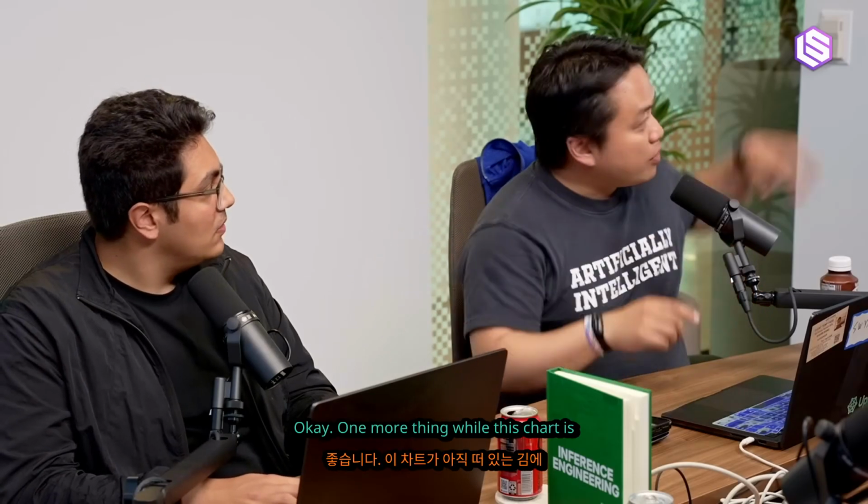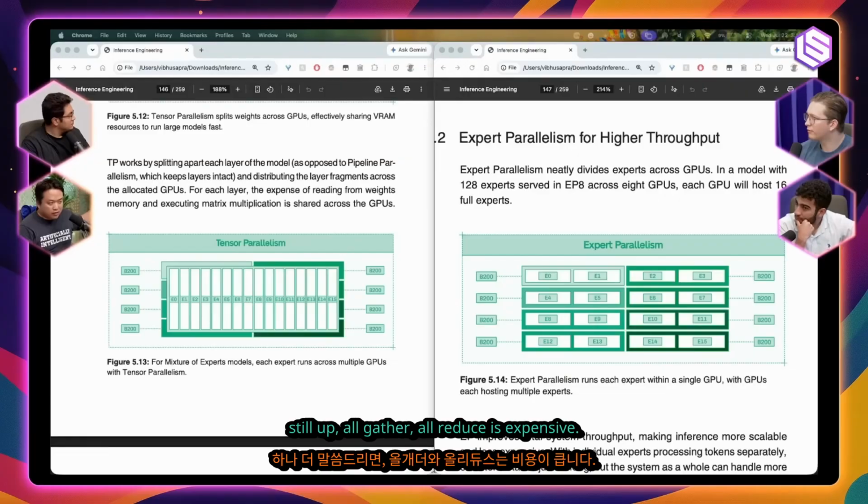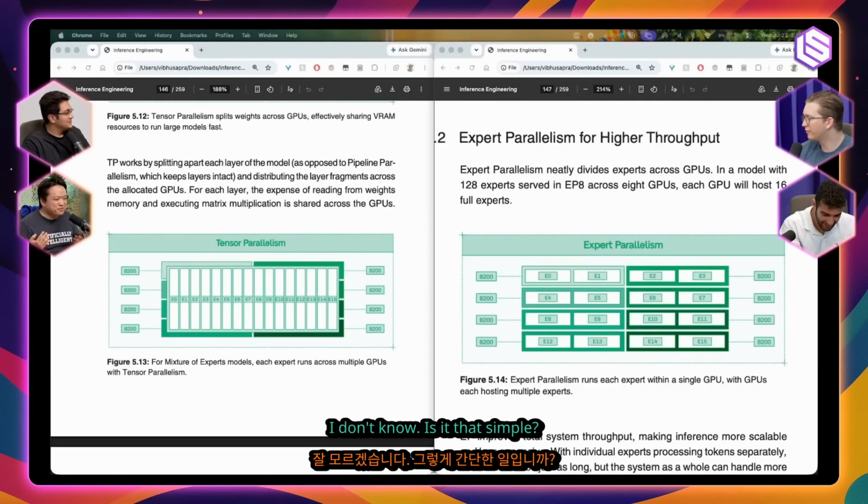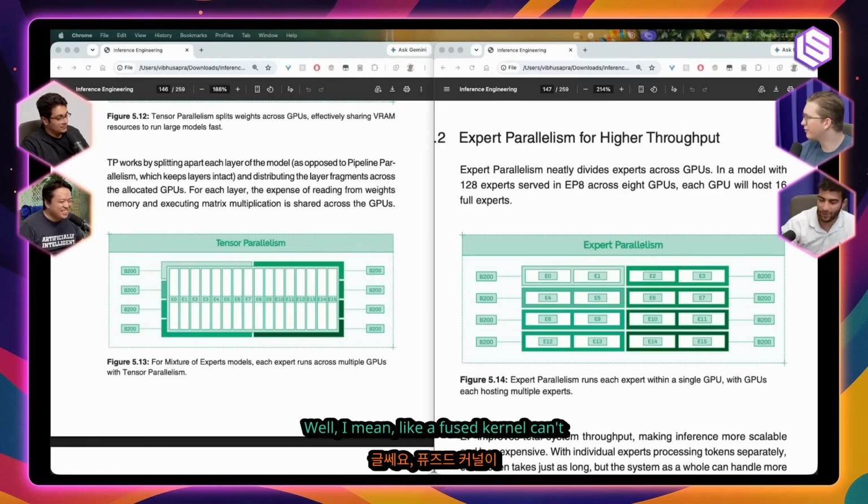Okay, one more thing while this chart is still up. All gather, all reduce is expensive. One of the things that is a movement in Silicon Valley is mega kernels. Just keep fusing kernels. Is it that simple? Well, a fused kernel can't save you.